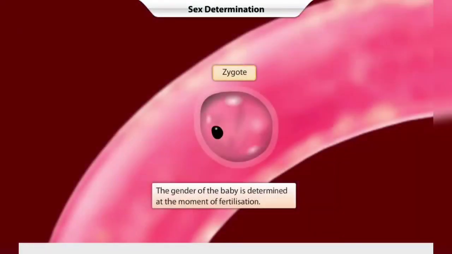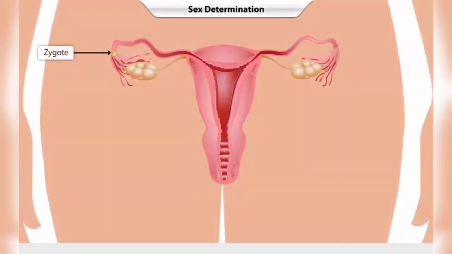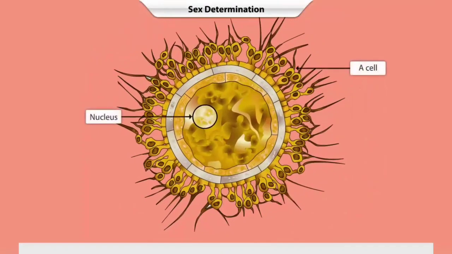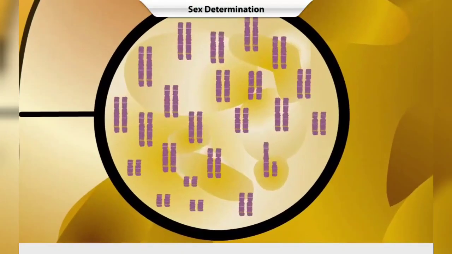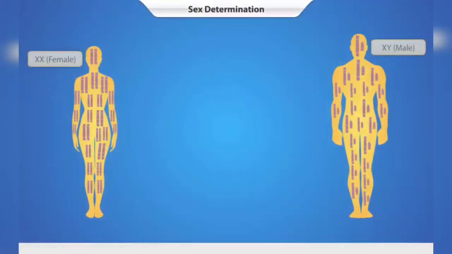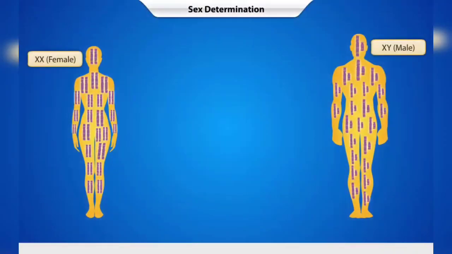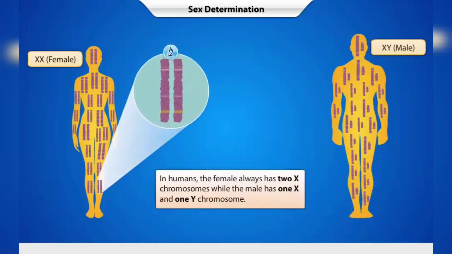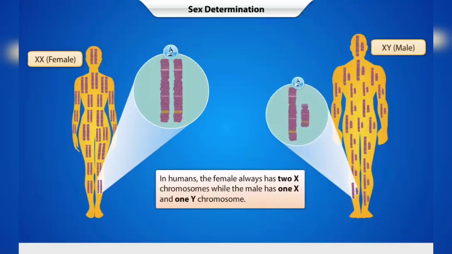The gender of the baby is determined at the moment of fertilization. The instructions for sex determination are contained in chromosomes in the nucleus of our cells. These chromosomes are thread-like strands that carry genetic information. A human being normally has 46 chromosomes, or 23 pairs of chromosomes. Of these, 2 chromosomes, named X and Y, are called sex chromosomes. In humans, the female always has 2 X chromosomes, while the male has 1 X and 1 Y chromosome.